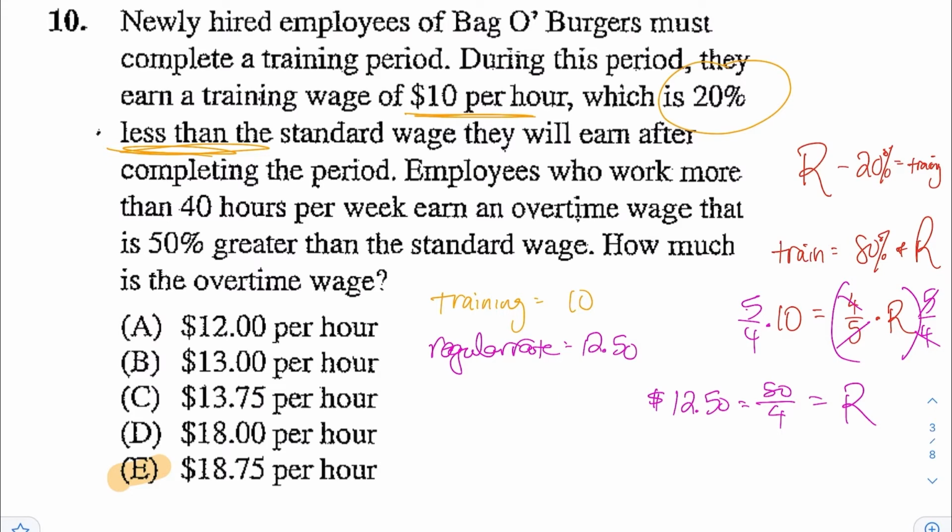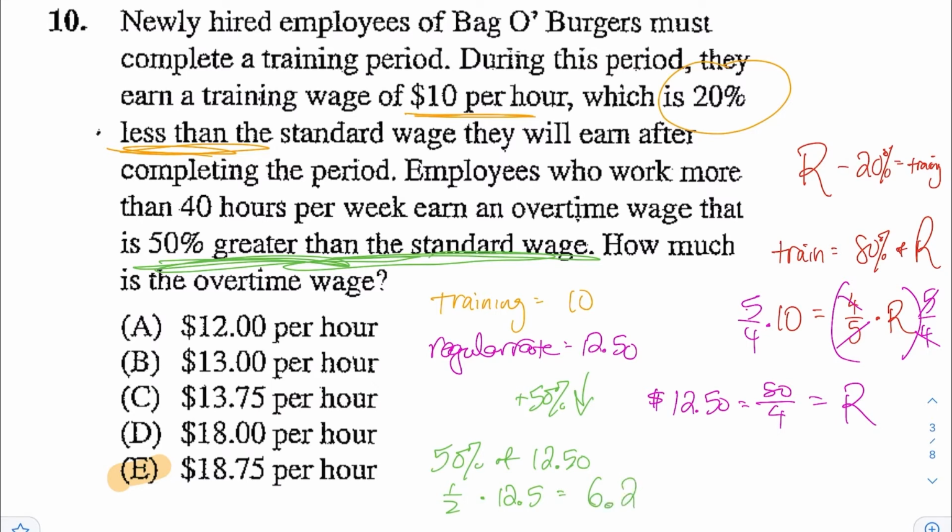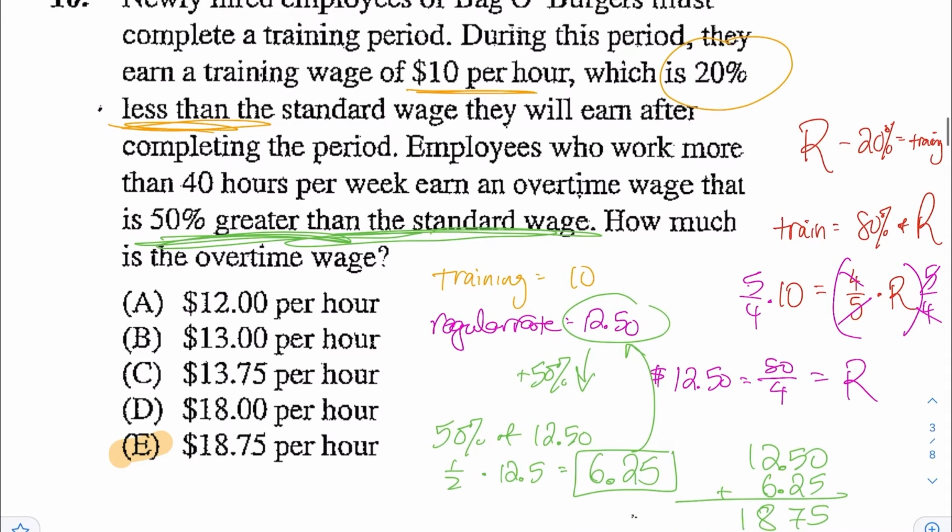Now, we're not done yet because you want to know the overtime rate, and overtime rate is 50% greater than the standard rate. So now you have to take $12.50 plus 50%. So half, 50% is half. So 50% of $12.50 is just 1/2 times 12.5, which is equal to 6.25. You have to take this and add it to $12.50. So add everything up, you get the overtime is 18.75. And that's choice E.